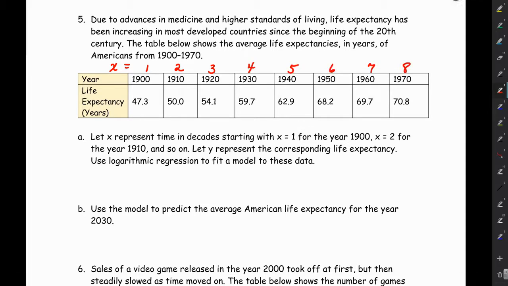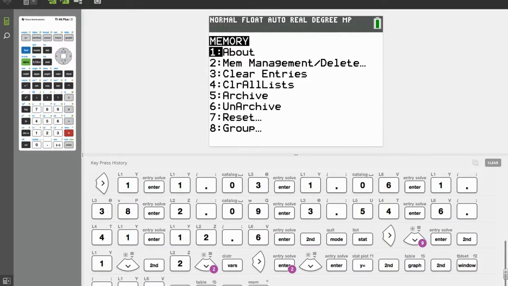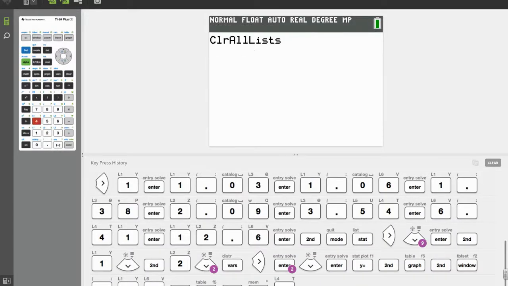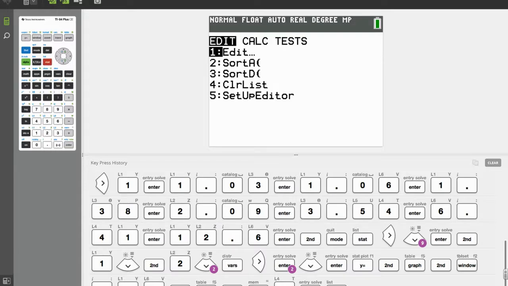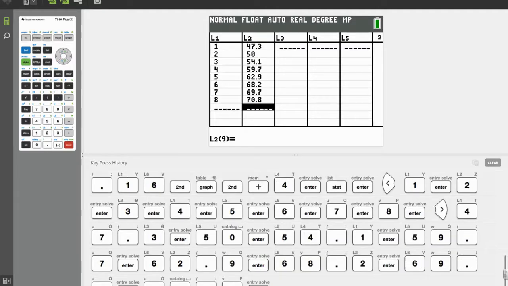Now this time we're being asked to use a logarithmic regression to fit a model to these data points. So we're going to go back to our calculator. We're going to do second plus sign to clear all lists. We'll go to stat, enter, and we're going to enter in our data using the values for x from 1 through 8. Don't use the years. Now we'll quit out of here.